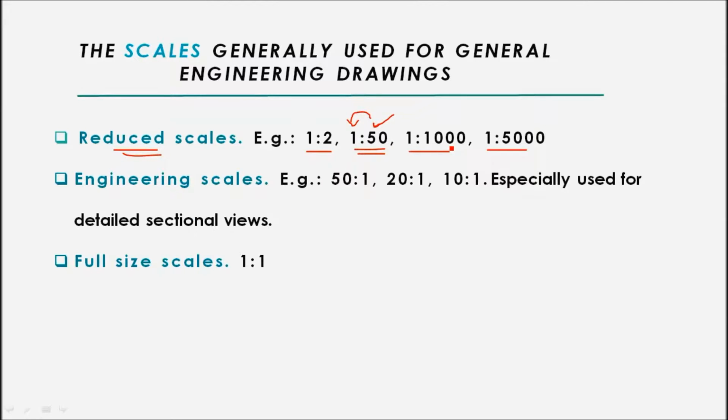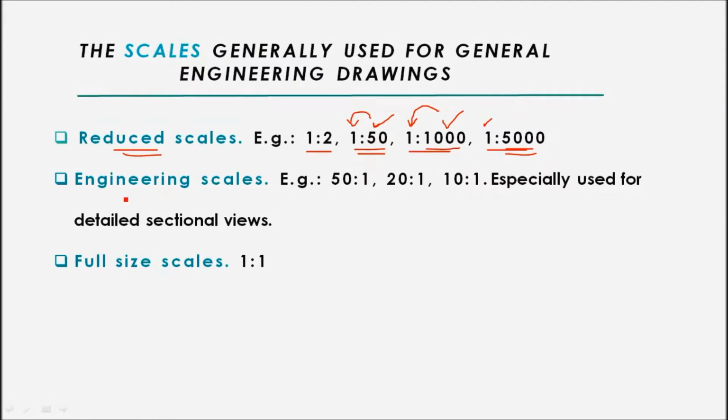Okay, for example, if we take 1:1000, the length of the object is 1000 units, and we are reducing it to 1 unit. So it is called a reduced scale, and here we represent it as 1:1000. Similarly, the actual length of the object we reduce to 1 unit on the drawing.